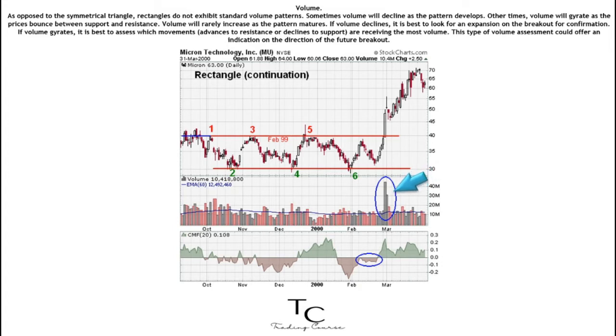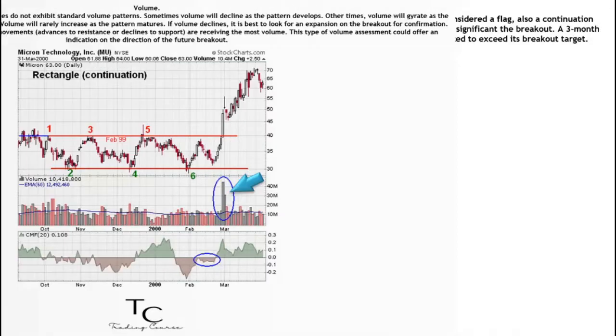If volume declines, it is best to look for an expansion on the breakout for confirmation. If volume gyrates, it is best to assess which movements, advances to resistance or declines to support, are receiving the most volume. This type of volume assessment could offer an indication on the direction of the future breakout.